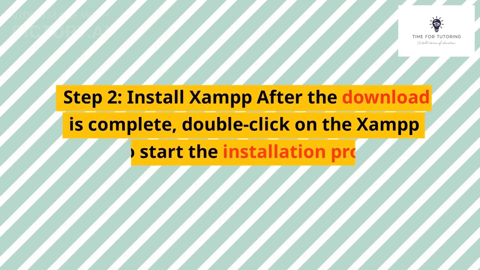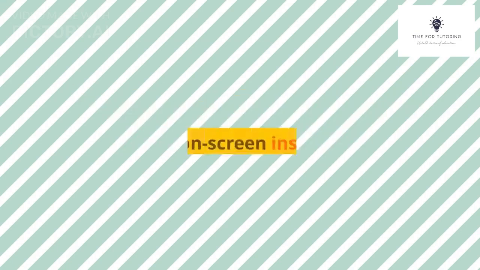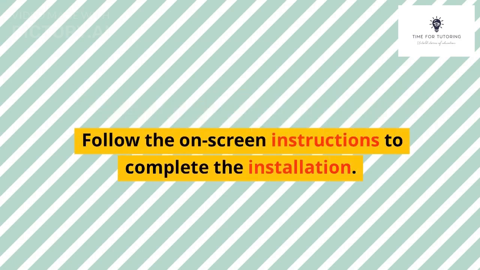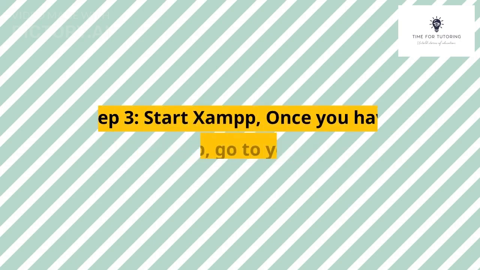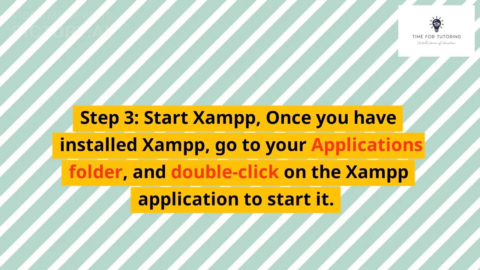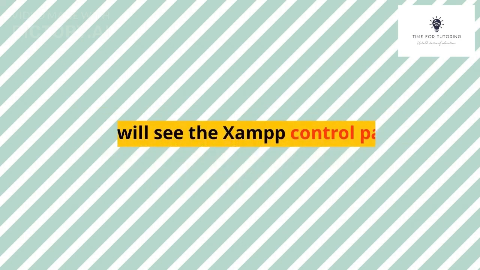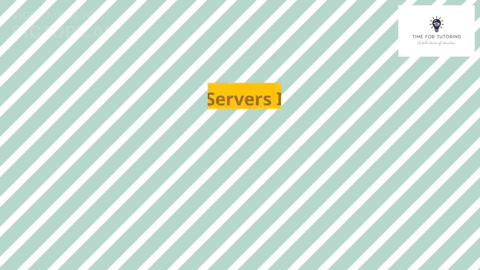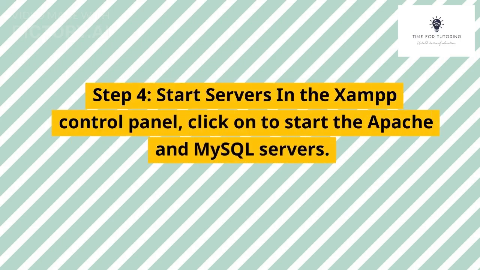Step 2. Install XAMPP. After the download is complete, double-click on the XAMPP file to start the installation process. Follow the on-screen instructions to complete the installation. Step 3. Start XAMPP. Once you have installed XAMPP, go to your Applications folder, and double-click on the XAMPP application to start it. You will see the XAMPP control panel. Step 4. Start servers. In the XAMPP control panel, click on to start the Apache and MySQL servers.